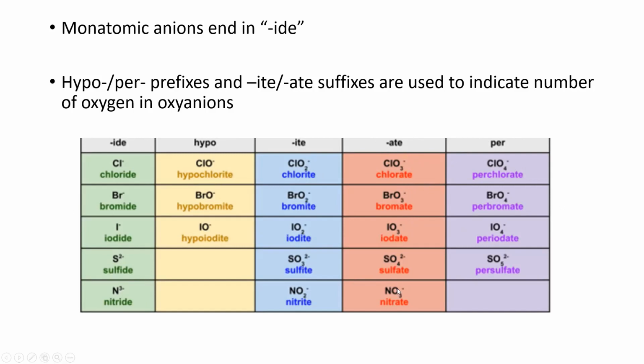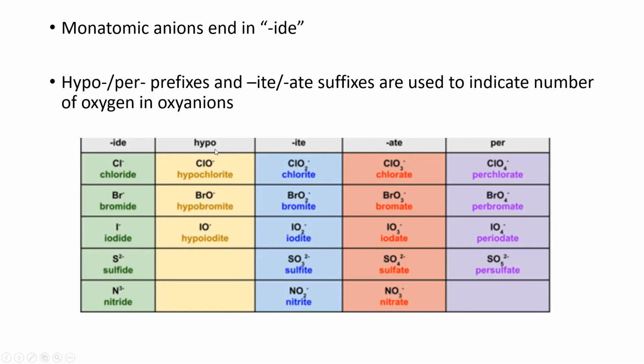But if we know what the ATE version of these ions are, and again, you won't have to memorize this, but just so we can see the relationship, if we know what the ATE version of this polyatomic ion is, the ITE version, so just changing that A to an I at the end, is just going to be 1 less oxygen. And then if we go 1 fewer, now we've got that same ending, but we've got a prefix there.